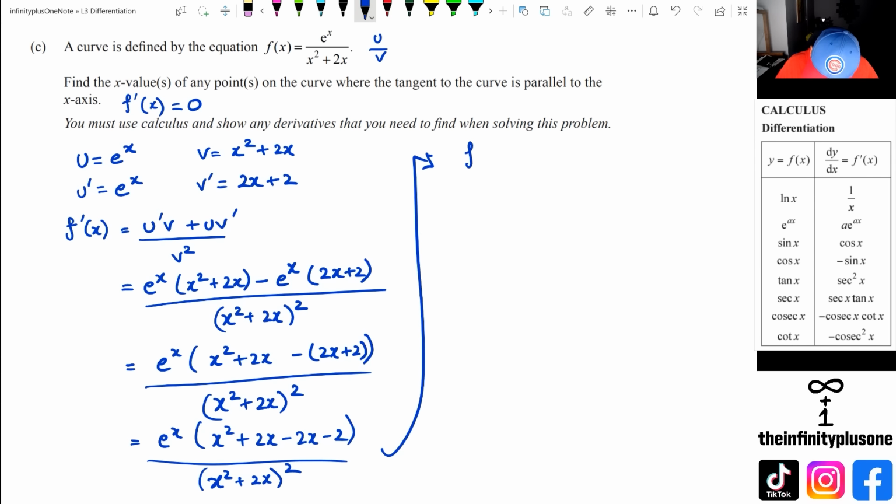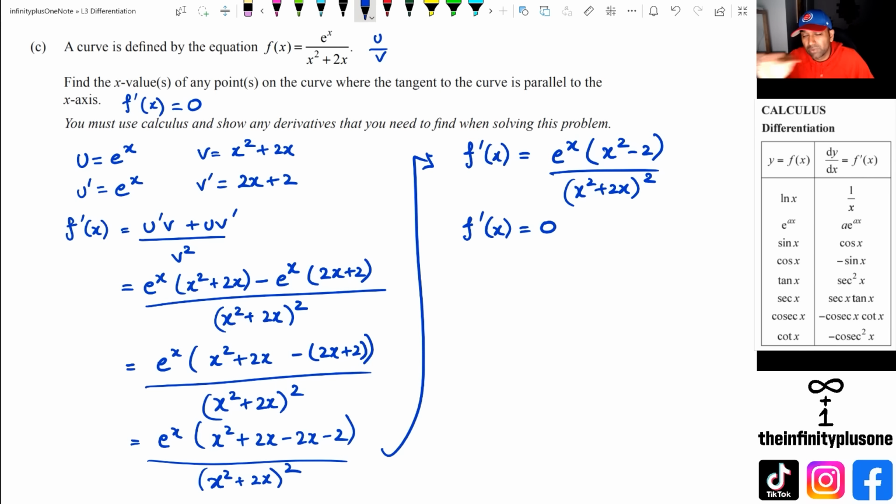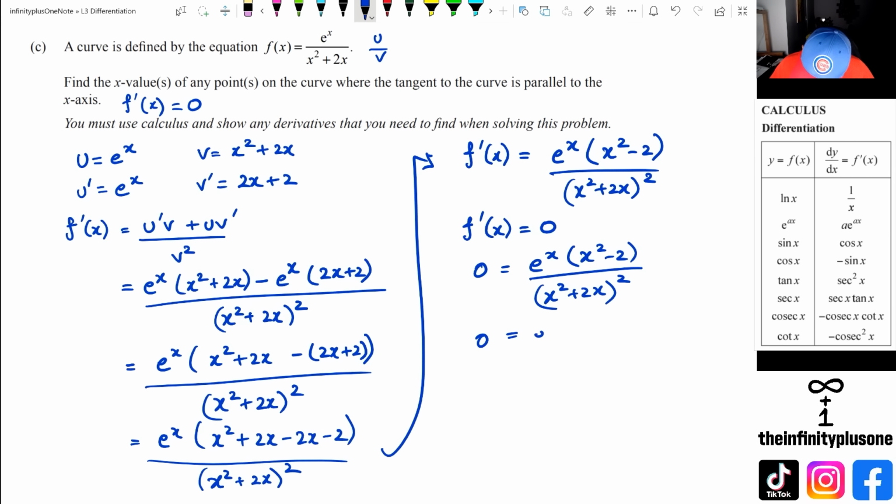So carrying on here, I've got f dash of x equals e to the power of x multiplied by x squared minus 2, divided by x squared plus 2x, all squared. Now, because the gradient is equal to 0 when it's parallel to the x-axis, I can put down 0 is equal to e to the power of x times x squared minus 2 over x squared plus 2x, all squared. Now cross multiplying this, the denominator just completely disappears. So I've got 0 is equal to e to the power of x times x squared minus 2.